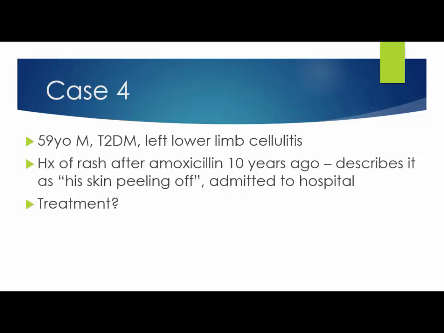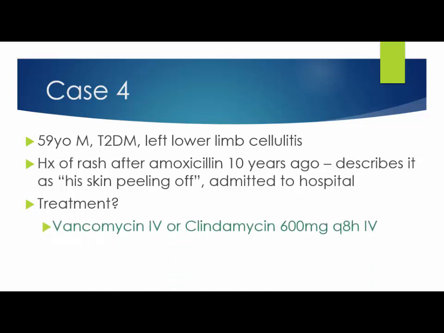So next case, slightly younger chap, 59, diabetic, had a history of rash about 10 years ago after a course of amoxil, but describes it as skin peeling off and he needed admission. So what did he have? Yeah, so something along the lines of a Stevens-Johnson or a DRESS syndrome. So you want to avoid beta-lactams. This is the kind of person that you don't want to risk it. They had a serious sounding reaction. So you'd go for a non-beta-lactam option. So you're looking at vancomycin or clindamycin.